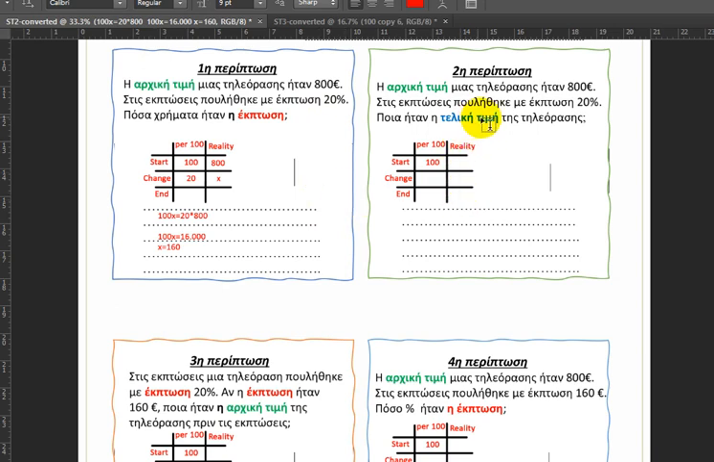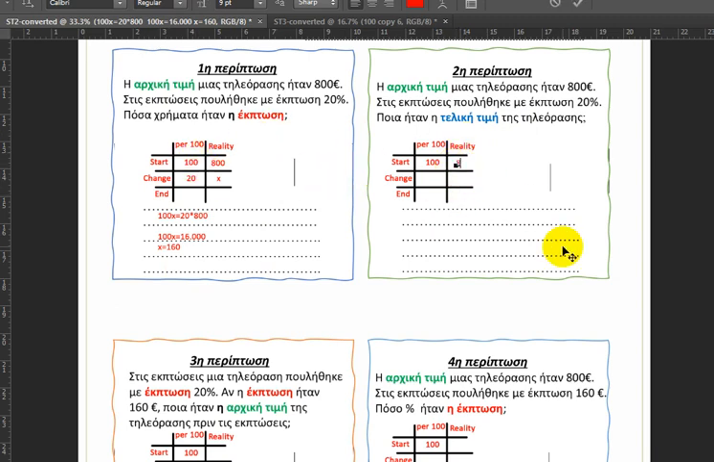Now, in the next problem, we have again a television that costs 800 euros and it has a 20% discount, exactly like before. But now what we're being asked is what is the final price after the discount? Now, again, you could solve this as a percentage problem, or you could say, well, I know from the previous problem I didn't pay 160 euros, so I could just do 800 take away 160, and that'd be it.